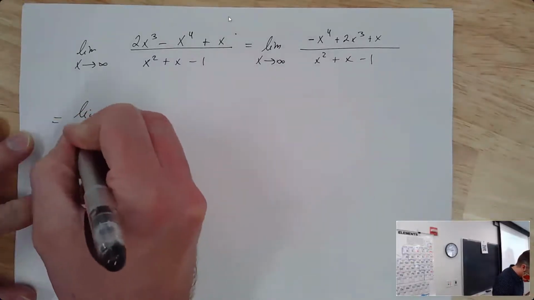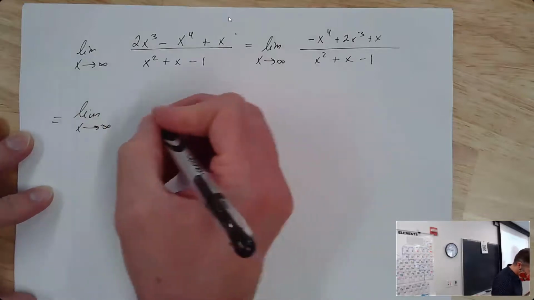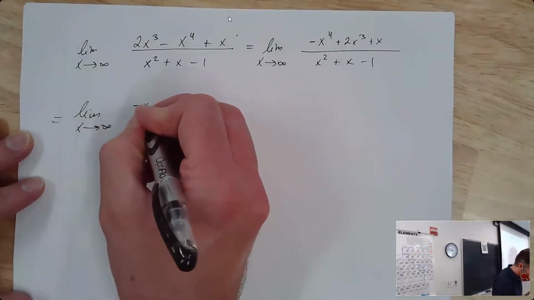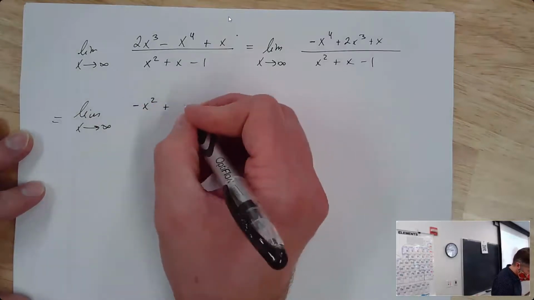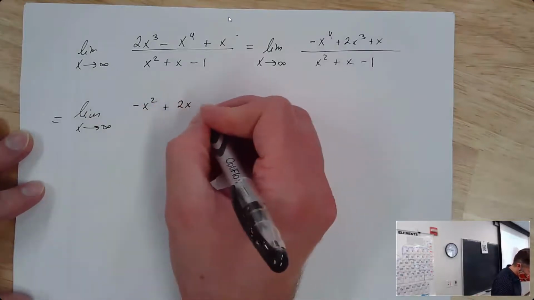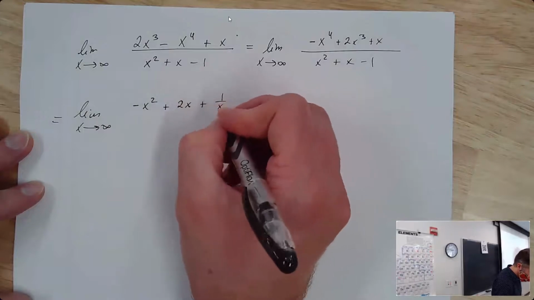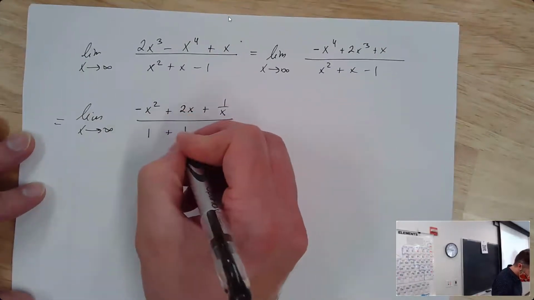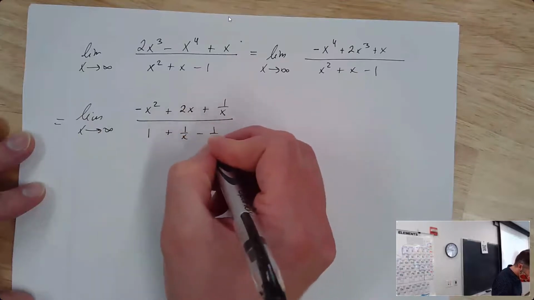The limit as x goes to infinity, divide everything by x squared. So I'm going to get negative x to the fourth over x squared plus 2x cubed over x squared plus x over x squared, divided by x squared over x squared plus x over x squared minus 1 over x squared.